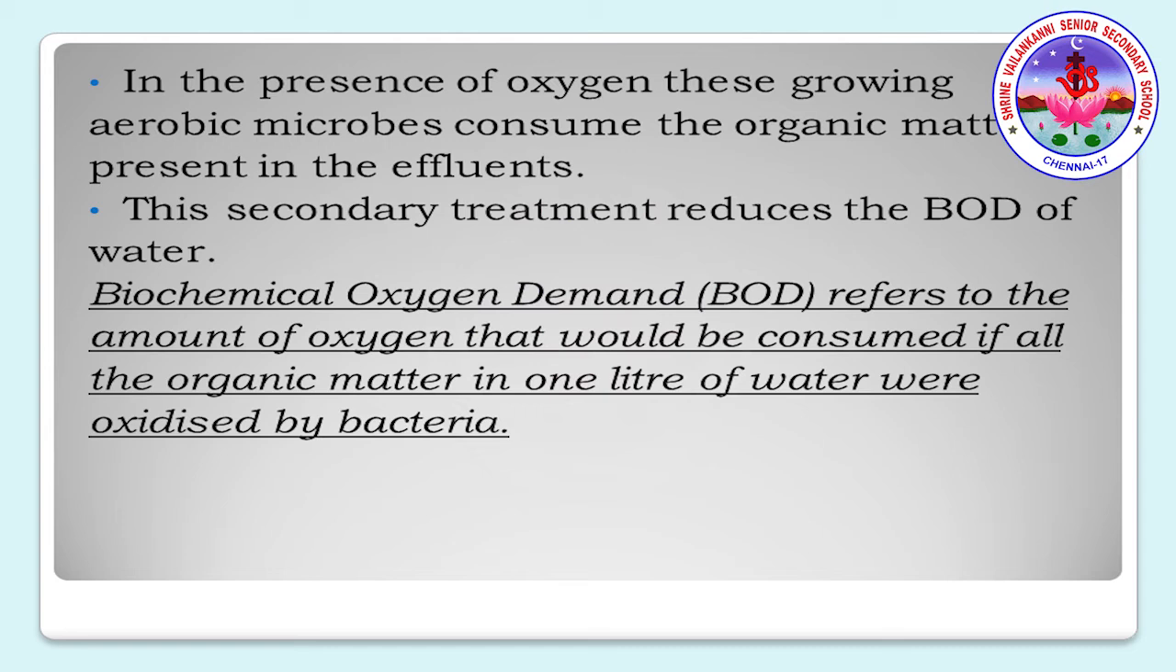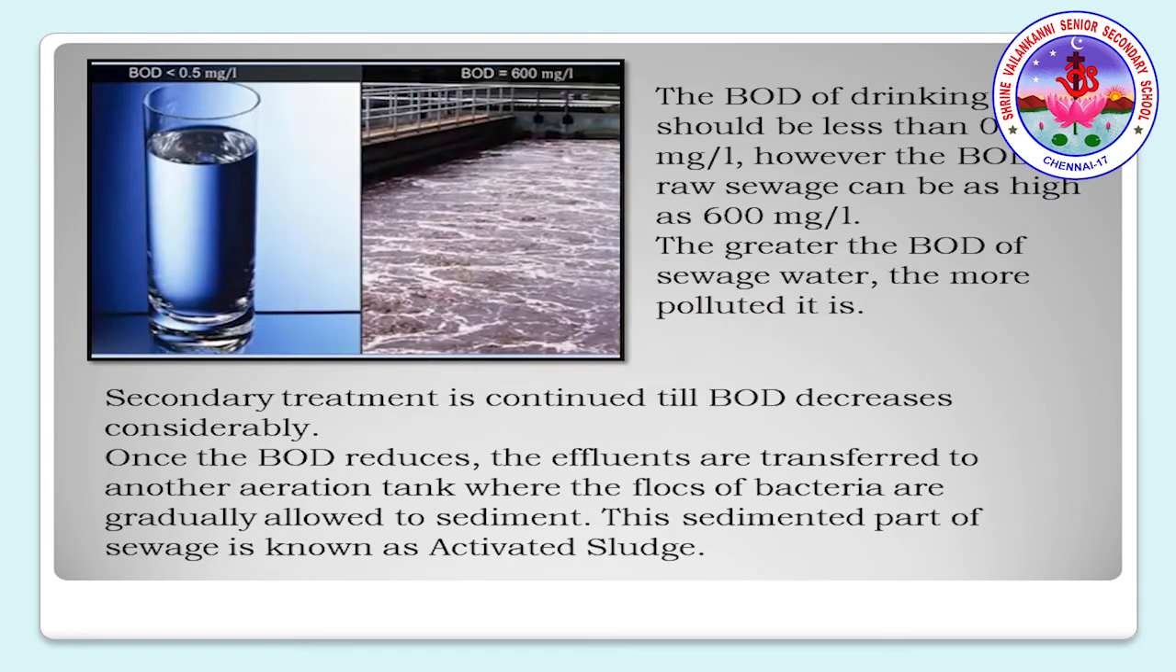See, in water pollution, with the help of this BOD level, that is the biochemical oxygen demand itself, we get to know how polluted the water is. Whether it is a higher polluting agent or a lower polluting agent, we can know the potential of the pollutants. So a higher BOD level indicates higher polluting potential. Here in this slide, you can read about the difference between the BOD in different samples. The BOD of drinking water should be less than 0.5 mg per liter. However, the BOD of raw sewage can be as high as 600 mg per liter.